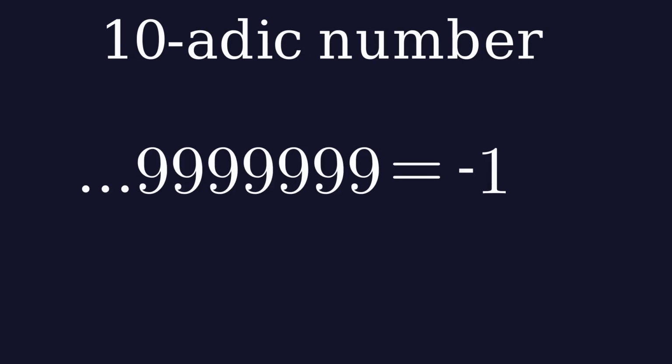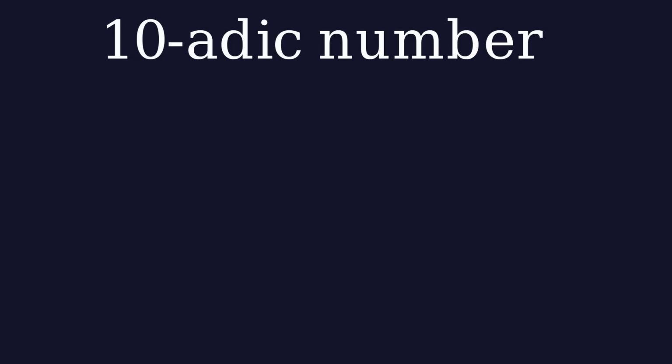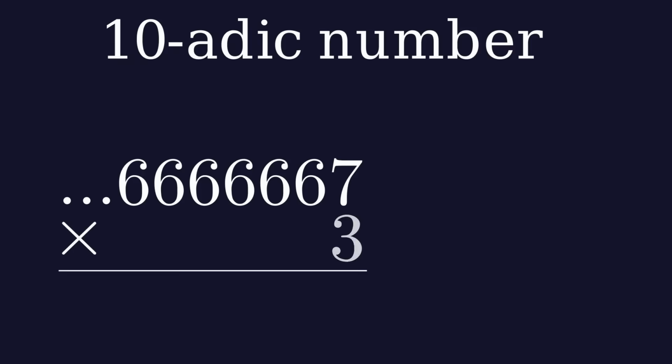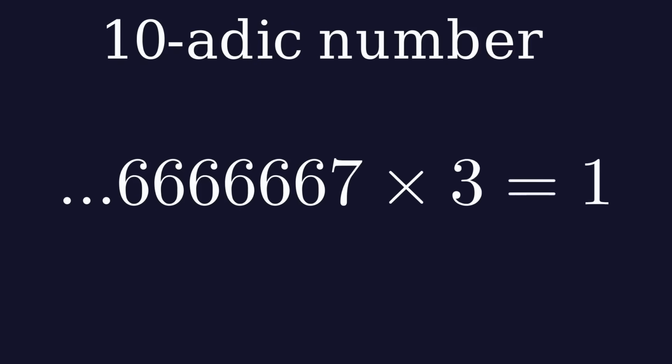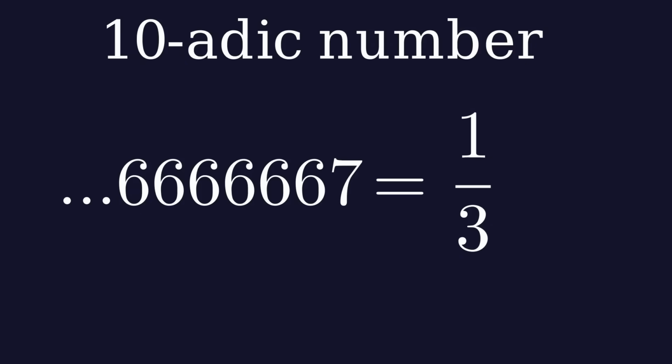P-adic numbers can express any rational value. When 7 and infinite 6s to the left is multiplied by 3, the result is equal to 1. So this number is equal to 1/3. Now let's go back to normal numbers and look at the problem that most people get wrong.